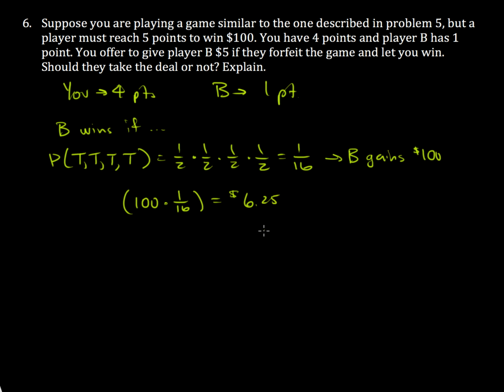So what does that mean? Well, what that means is that B should not take the deal. Why? Well, and I'm not going to write all this out, but B should not take the deal because by taking the deal, they only stand to gain $5. But by playing the game out, their expected gain would be more than that, $6.25. So that's why they should not take the deal in this case.